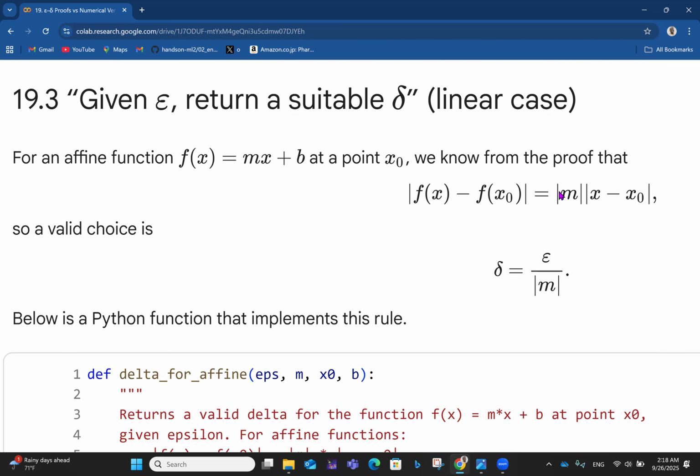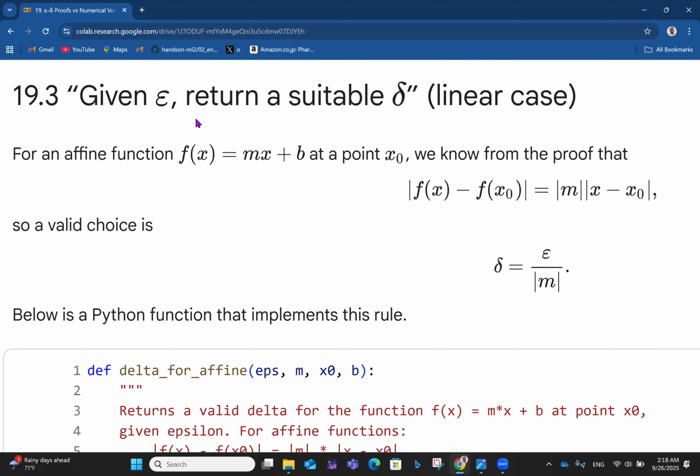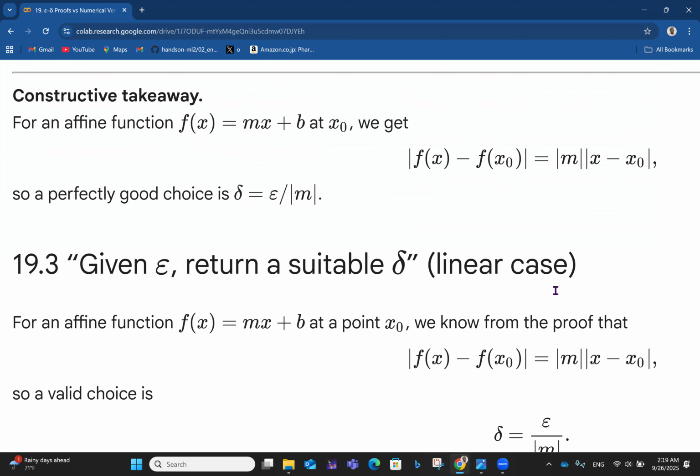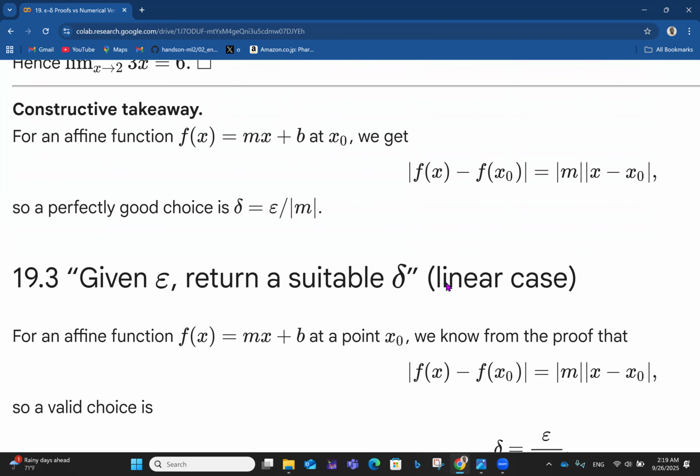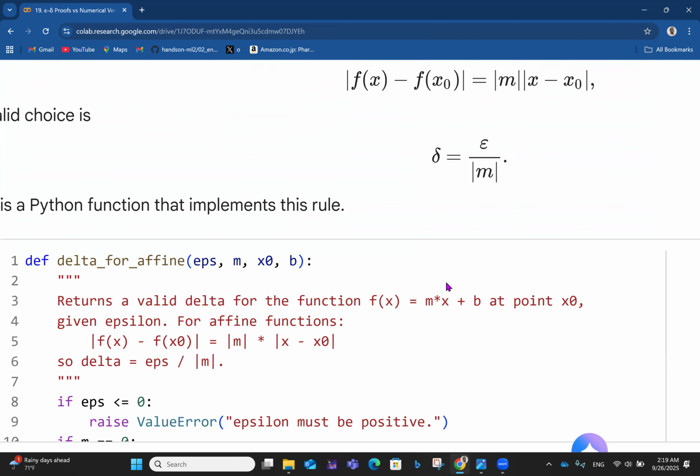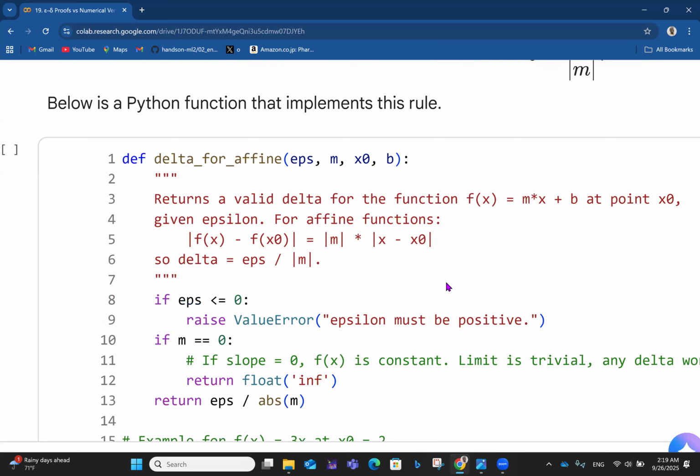So then in 19.3, given epsilon, can we return a suitable delta in the linear case now? So for an affine function f of x equals mx plus b at a point x naught, we know from the proof that absolute value of f of x minus f of x naught is equal to absolute value of m into x minus x naught. So a valid choice is delta equals epsilon over absolute value of m, just like what we talked about previously. So below is a Python function that implements this rule.